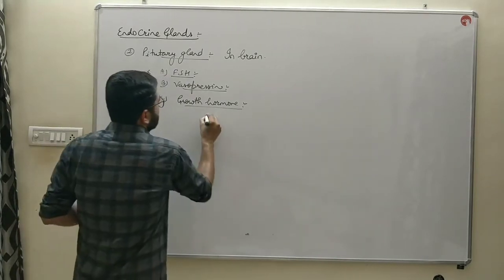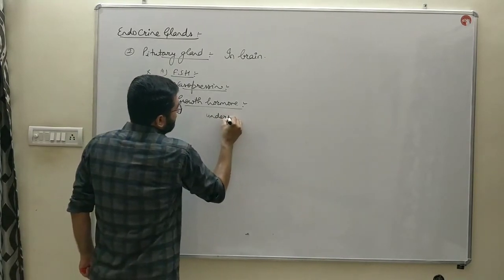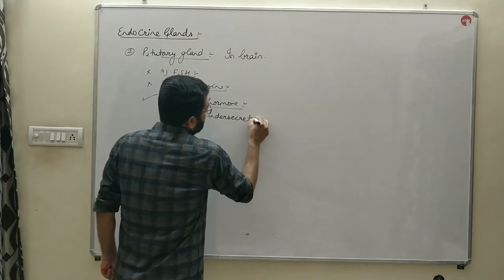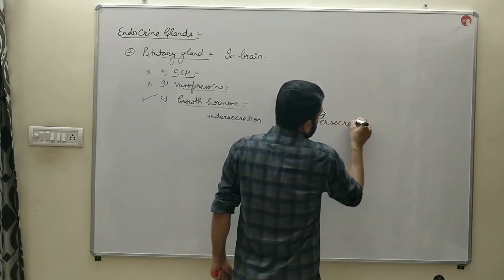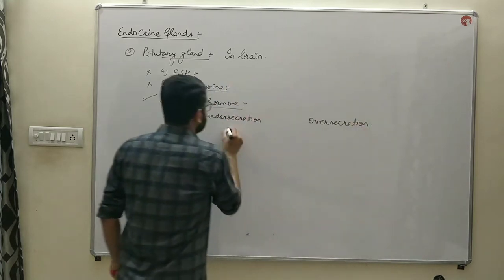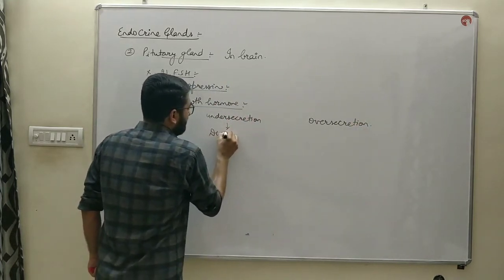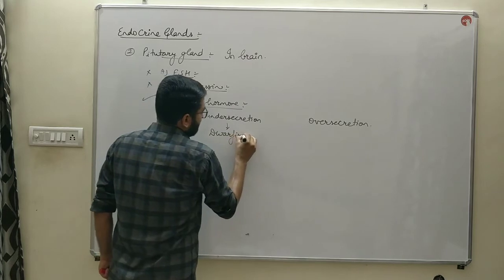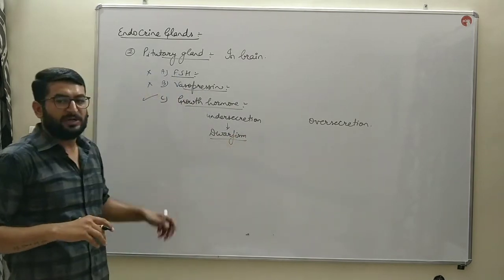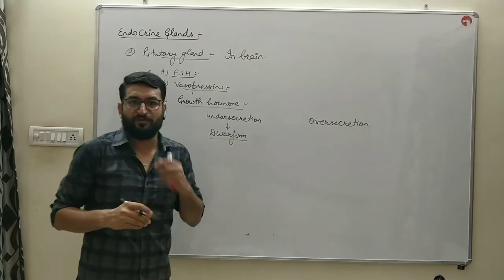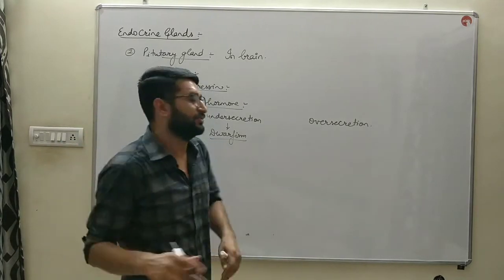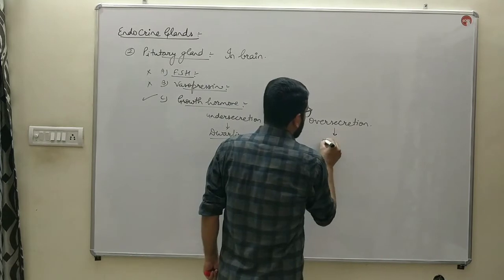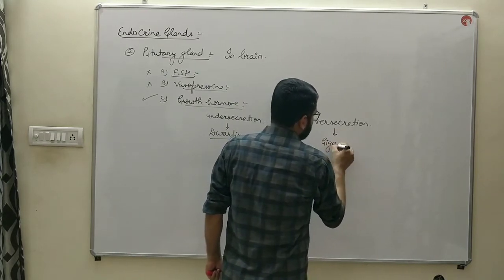Growth hormone's under secretion and over secretion both cause a disease. Its under secretion causes dwarfism. The person who has less secretion of growth hormone will become a dwarf. बौना, छोटा रह जाएगा बच्चे उसको. And over secretion will cause gigantism.